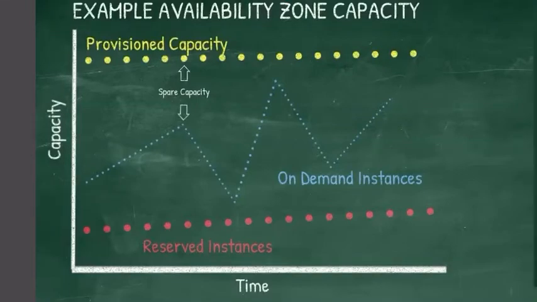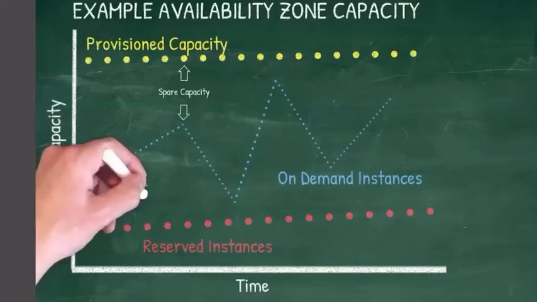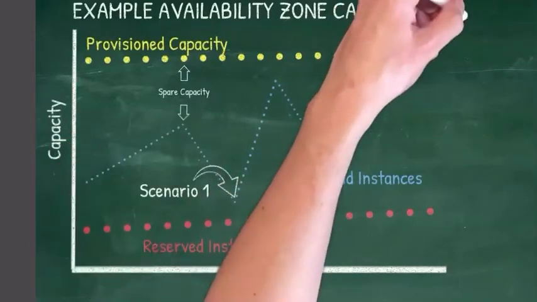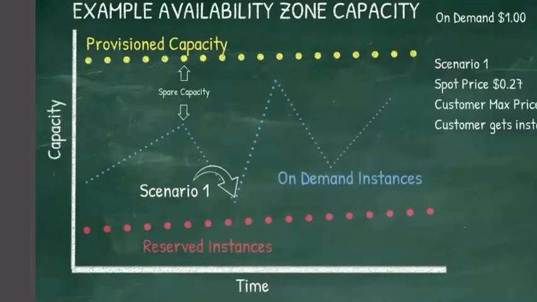Let's take a look at a scenario of how this works. In scenario 1, there is a lot of spare capacity. Let's assume the instance we want at spot is normally $1 in on-demand price. The customer launches a spot instance and enters a max price of 30 cents. The current spot price is 27 cents, which means the instance launch is successful. The customer's max price exceeds the spot price, so they will get the instance at 27 cents per hour.